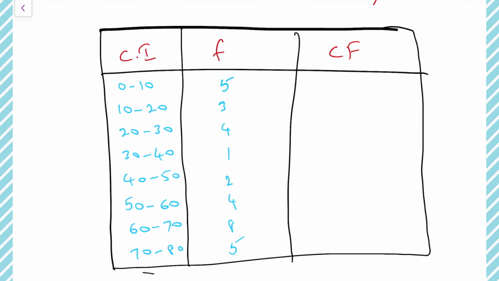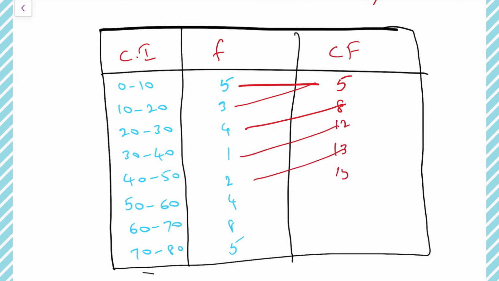Now coming to the cumulative frequency, that is CF, or else lower than cumulative frequency, that is LCF. Both are same. Write the first number as it is, 5. Keep on adding down now. 5 plus 3 is 8, 8 plus 4 is 12, 12 plus 1 is 13, 13 plus 2 is 15, 15 plus 4 is 19, 19 plus 8 is 27, 27 plus 5 is 32. So these are the cumulative frequencies.